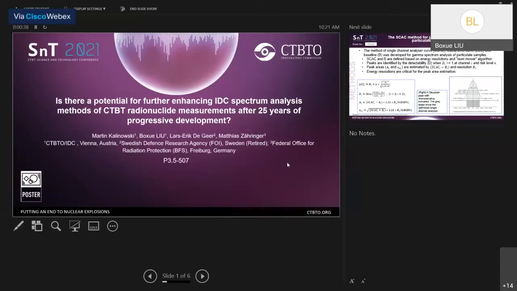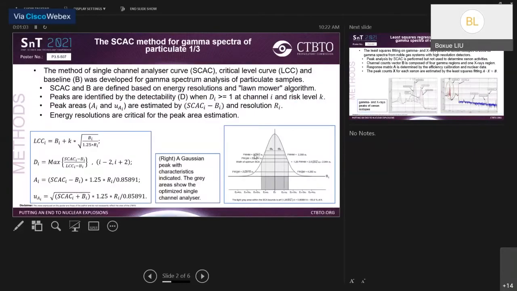This is an overview about the analysis method at ADC in the past 25 years. We will show what we have developed and what the potential problems and potential solutions are to enhance the method. The first method is the stack method for the gamma spectrum analysis of the particular sample. This single channel analyzer curve method is based on the Curie definition of the decision threshold, but actually it's a typical application of Bayesian statistics.